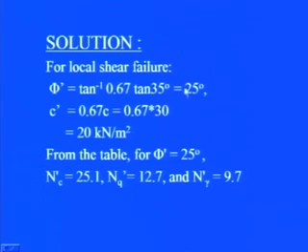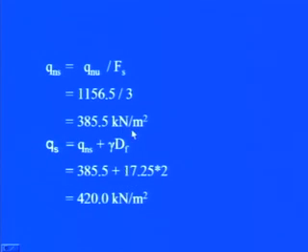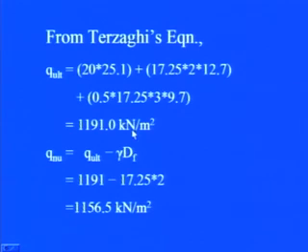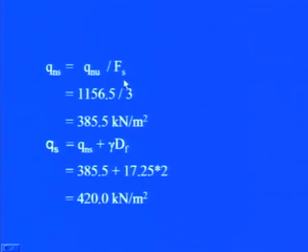Now from the table, for phi dash equal to 25 degrees, we can find out bearing capacity factors for the local shear failure case given as NC dash, NQ dash and N gamma dash. So this is 25.1, 12.7 and 9.7. Now again, in the Terzaghi bearing capacity equation, if you substitute these values, we will get this ultimate bearing capacity as 1191 kilonewton per meter square. Following the same approach, we can find out net ultimate bearing capacity as ultimate minus gamma DF, then net safe as net ultimate by factor of safety, and then finally safe as net safe plus gamma DF. In this manner, we can find out bearing capacity for the local shear failure case also.